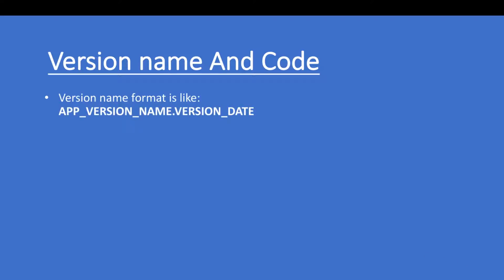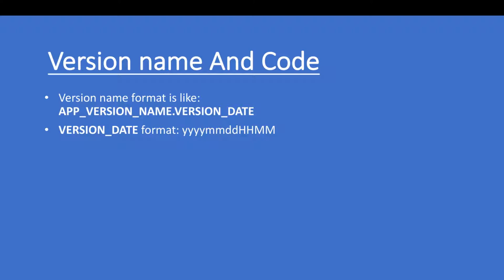Our version name format is app_version_name dot version_date. Please note that we already added app_version_name in CircleCI application settings. Right now, the default value is 1.0. You can update that value anytime in there, and you don't need to update code anymore.